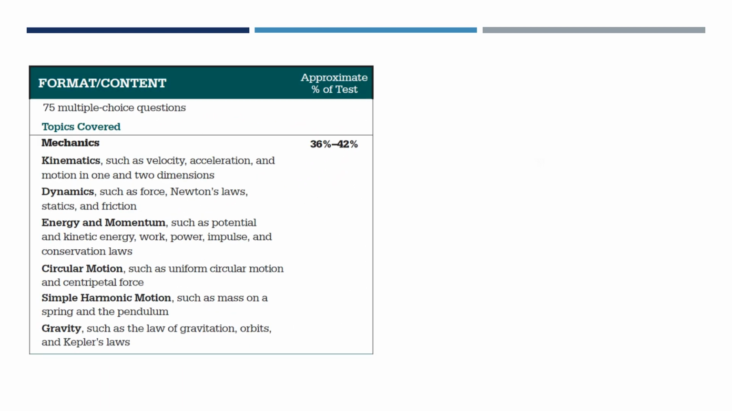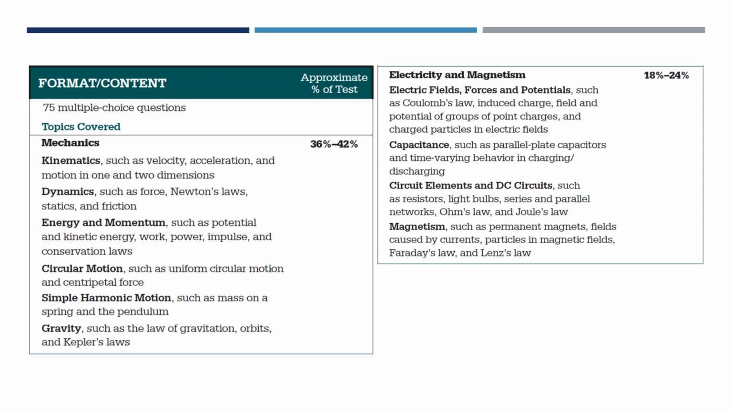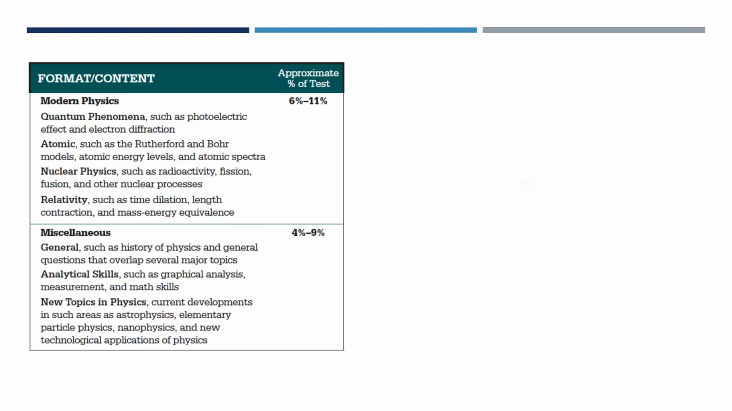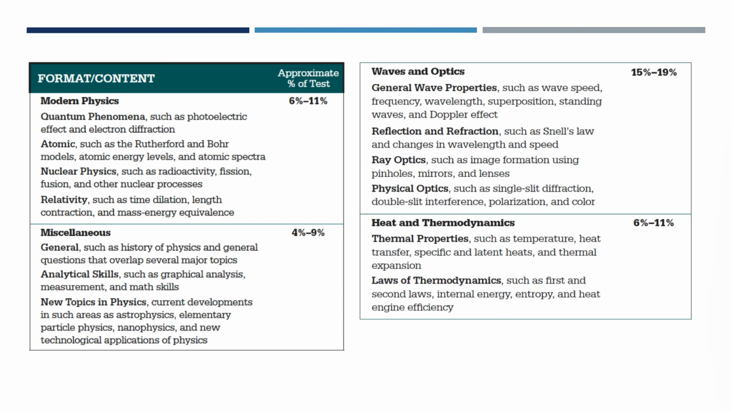Before we start, let's have a quick overview on the topics covered in the exam. Don't forget that we have 75 multiple choice questions. We have mechanics in the exam that weighs from 36 to 42% for the exam paper, and we have electricity and magnetism that weighs from 18 to 24%. We have modern physics that weighs from 6 to 11%, and we have some miscellaneous questions from 4 to 9%. Waves and optics from 15 to 19%, heat and thermodynamics from 6 to 11%.